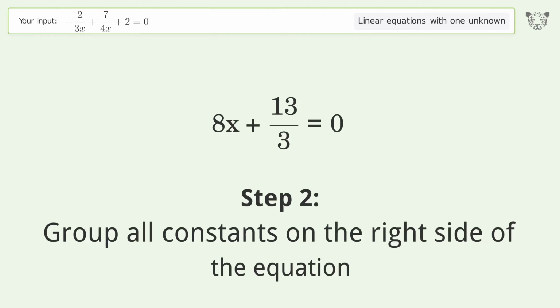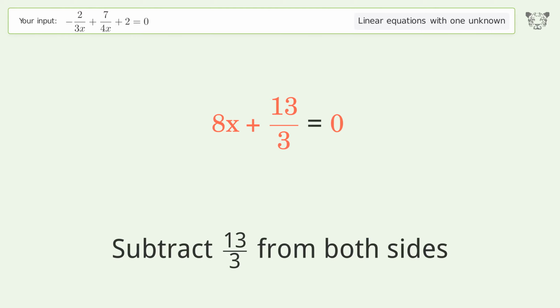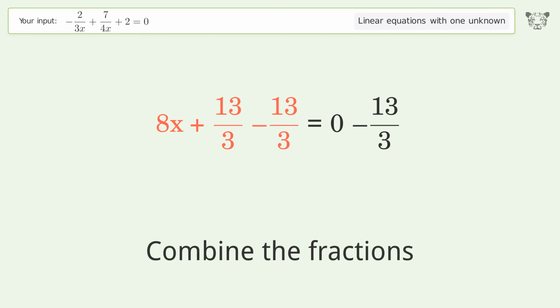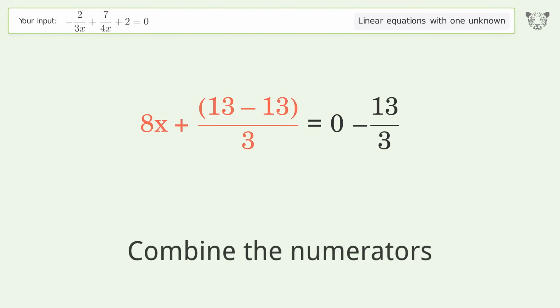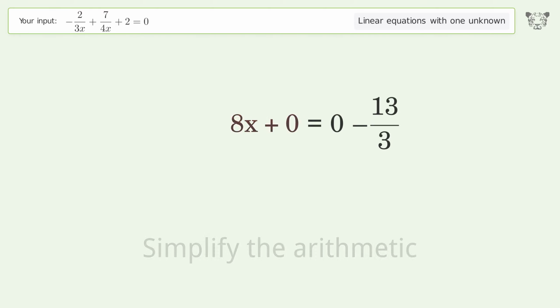Group all constants on the right side of the equation. Subtract 13/3 from both sides. Combine the fractions. Combine the numerators. Reduce the 0 numerator. Simplify the arithmetic.